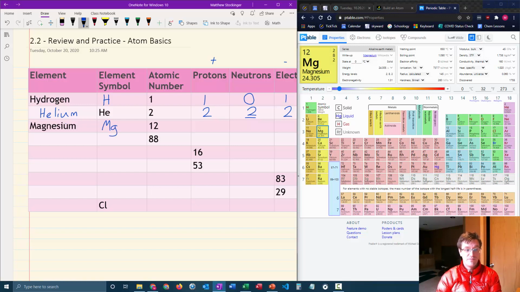That's Mg. If it has atomic number 12, that means 12 protons, 12 electrons, and 24.3, we'll round that off to 24. So 12 AMUs from the protons, here's my scratch paper, plus something from the neutrons has to give us 24 total. 12 plus 12 is 24. So again, these numbers are the same on this one.